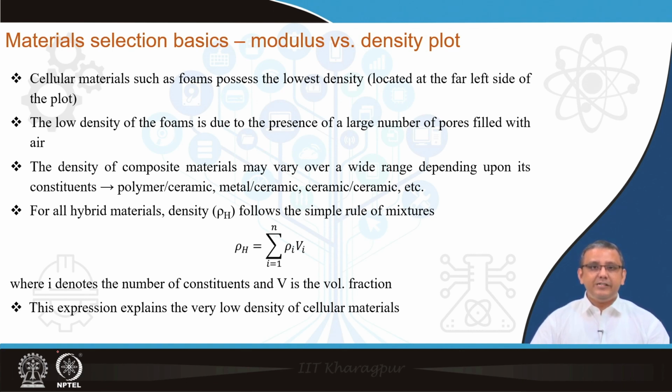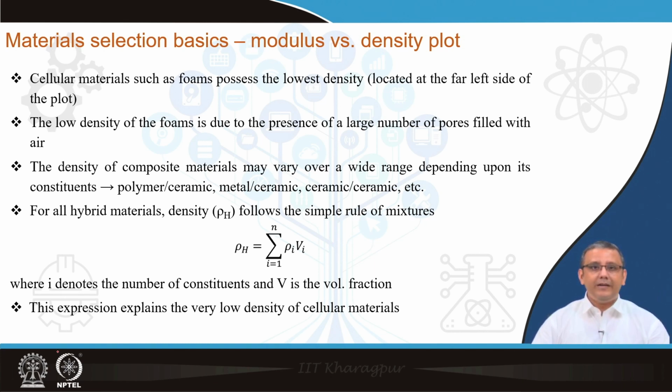So, this expression also explains why the cellular solids possess very low density, because one of the phases for the cellular solids is air, and in fact, in cellular solids the air is the bulk phase, because there are many cellular solids with more than 80 to 90% of air in the material. You will come across those cellular materials in the latter part of this course.